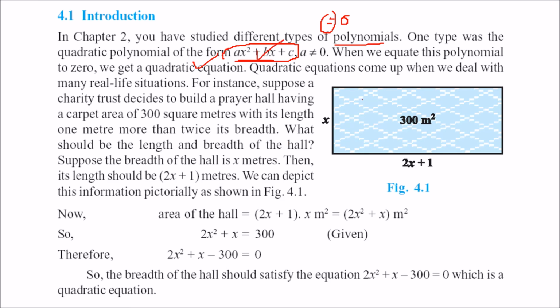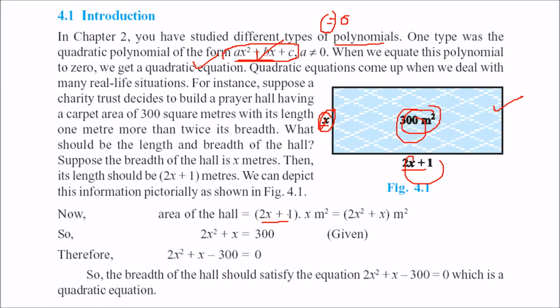Just assume that a charity trust wishes to build a prayer hall having a carpet area of say 300 meters square, with its length 1 meter more than twice its breadth. So if we take x as the breadth, then the length would be twice of this plus 1, that is 2x plus 1. Now we know for a rectangle, length into breadth is equal to the area. So 2x plus 1 into x is equal to 300.